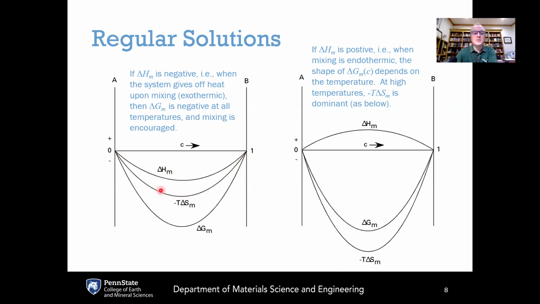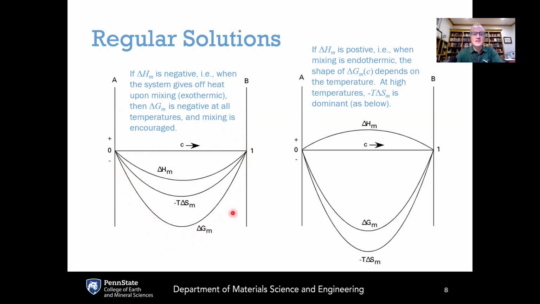So on this left-hand plot, enthalpy says, yes, I want the system to mix. It is thermodynamically advantaged from an enthalpy point of view for the system to mix. From an entropy point of view, the system always wants to mix. So the enthalpy of mixing and the entropy of mixing are both in agreement. They both are going to favor mixing of the system. And if you add these two curves together, then you get the total Gibbs free energy of mixing, which is negative across all of this concentration space.